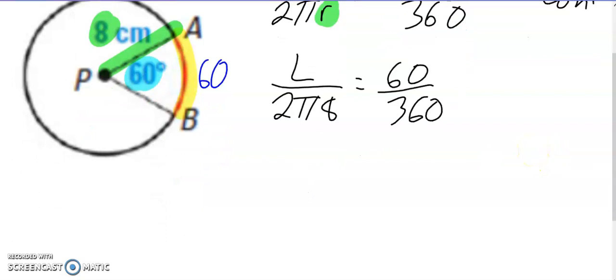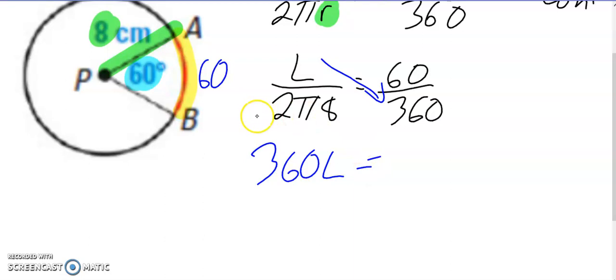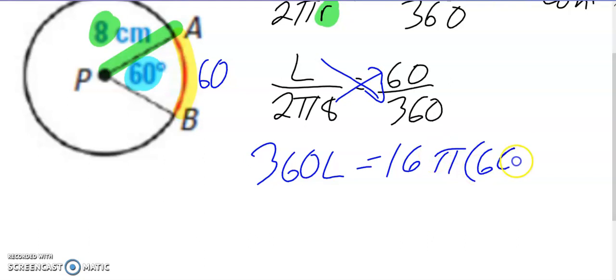So to get L by itself, we need to cross multiply. L times 360, that's going to give me 360 L equals, now I'm going to do this multiplying. 2 times pi times 8 is 16. So I'm going to do 16 times 60. Actually, it's 16 pi times 60.